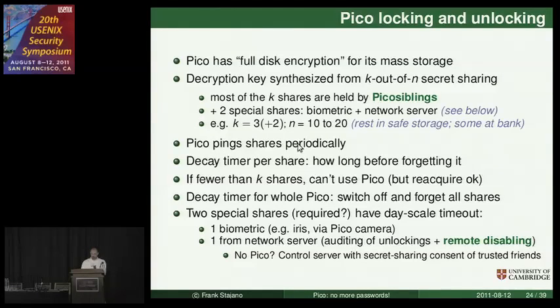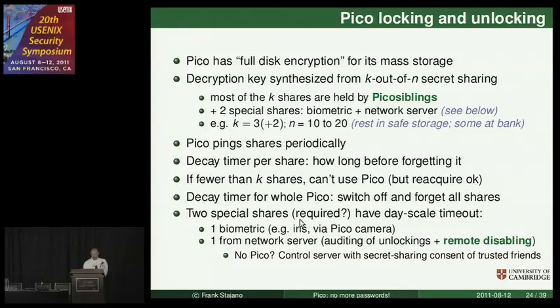So the Pico pings its shares periodically. There's a decay timer which says I haven't heard from this specific share for this much, and when this timer expires, then this share is considered to be forgotten. And if you have fewer than K shares, then the Pico doesn't work. But after a timer for the whole Pico expires, then the Pico switches itself off, and then you have to reacquire all the shares, not just the ones that needed refreshing.